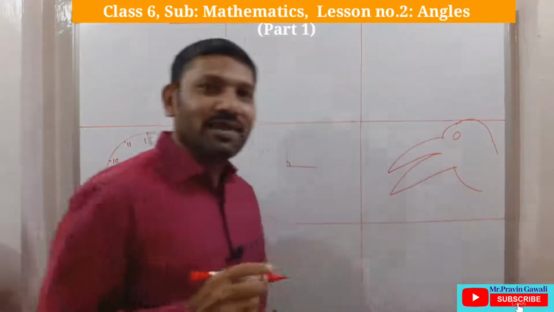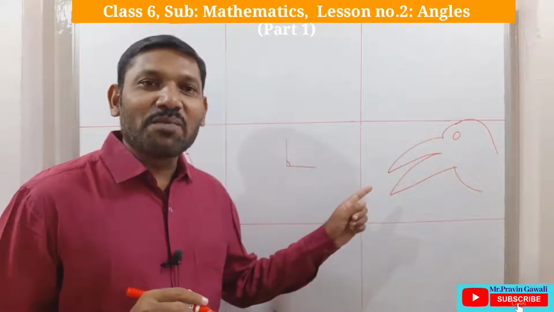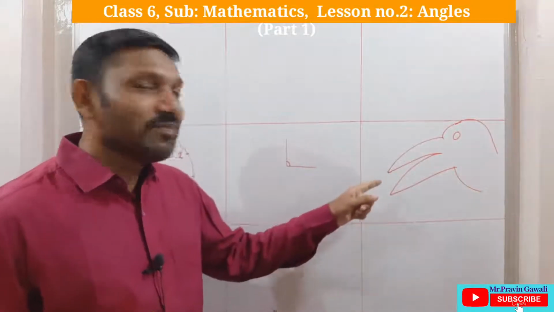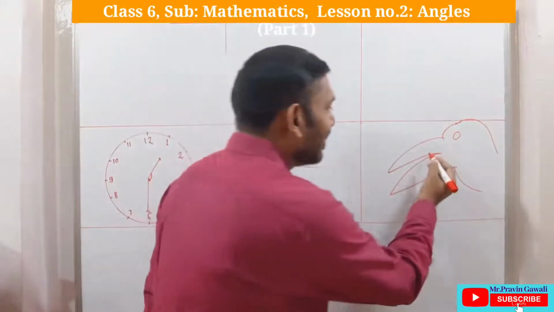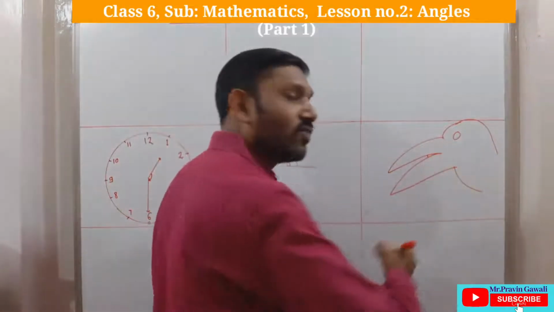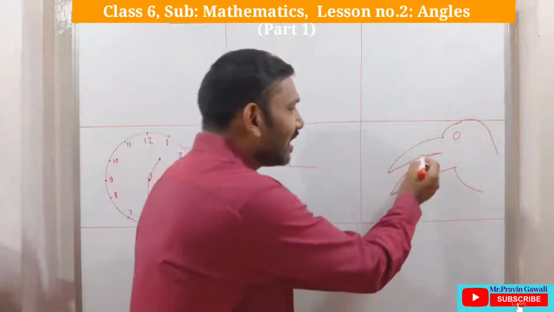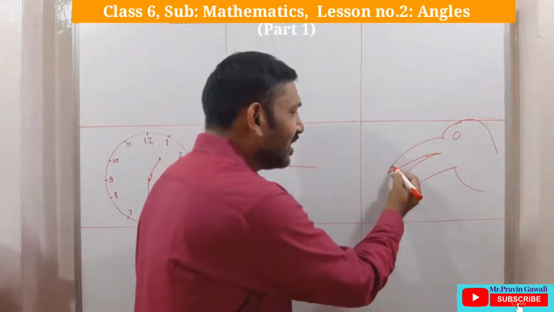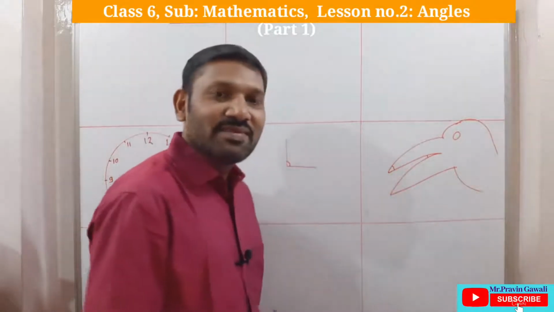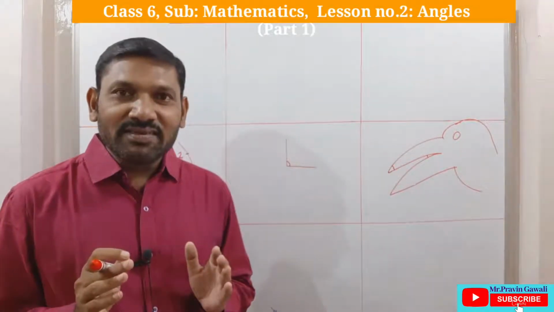What is this student? This is the beak of a bird. Here also the beak forms an angle. See here, you can see the curved lines also form an angle. So here we can see the angle. Here also we can see the angle. Yes, have you understood now angles?